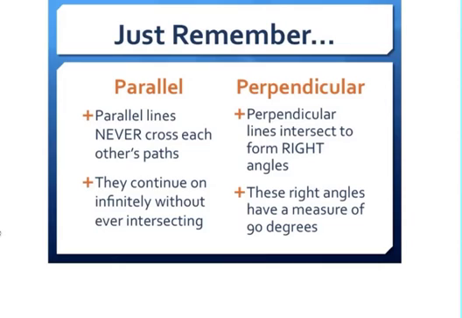Again, parallel lines never cross each other's path. They are always going to follow their own path and never cross another line. They continue on without ever intersecting. It's very important that you know that. Perpendicular lines, on the other hand, they intersect and they form those right angles. And right angles, as you recall, have 90 degrees. Do not forget that little piece of information.